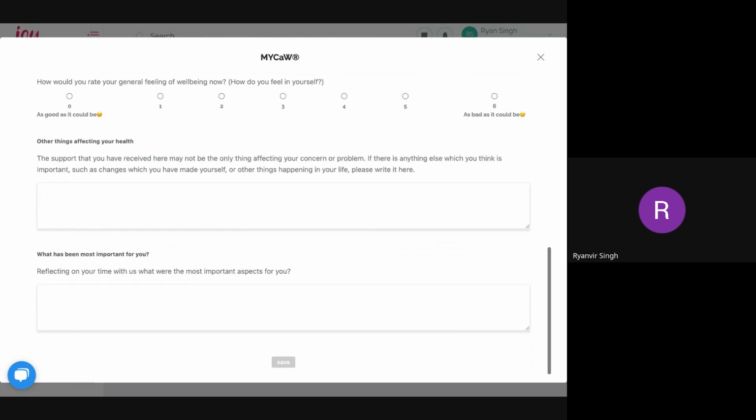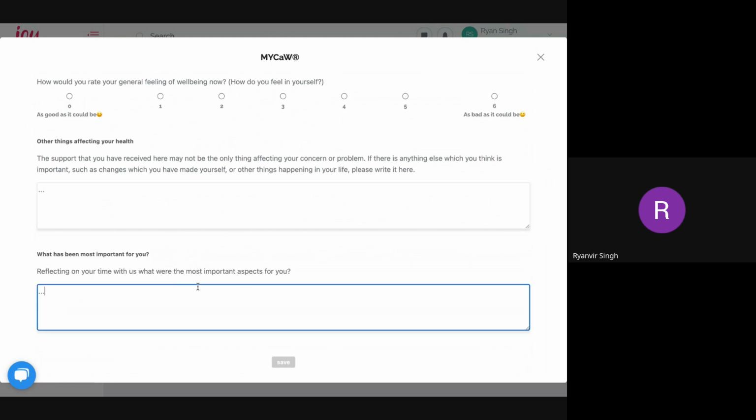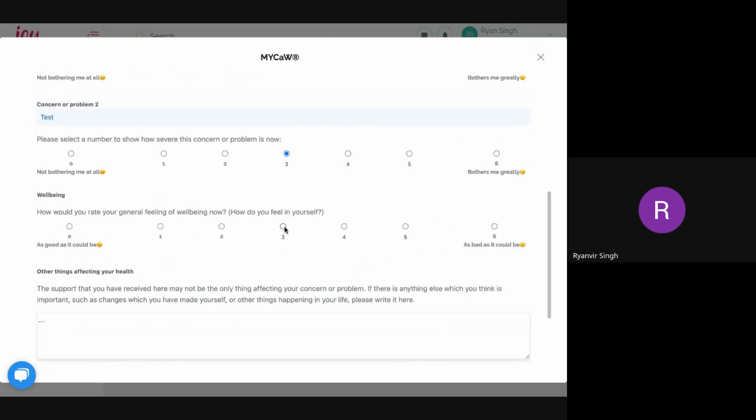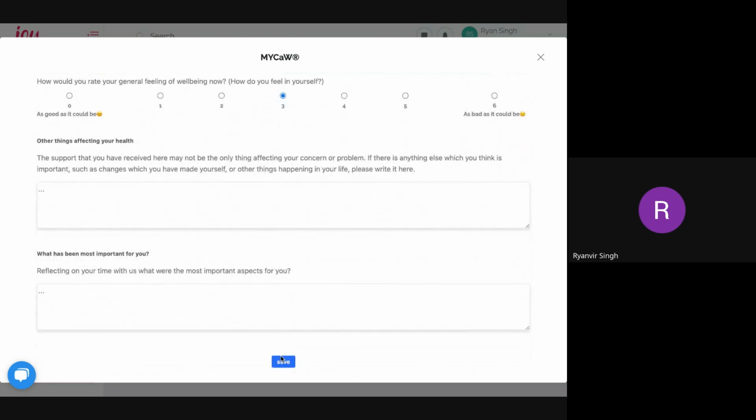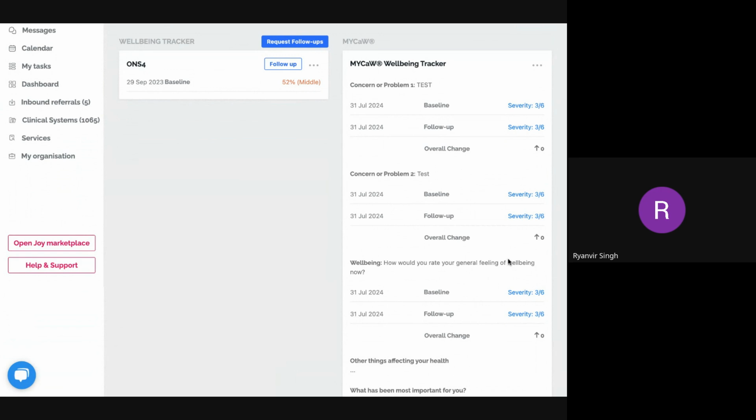So reflecting on the time, etc. I'm just going to fill this out really quickly. Once you've done that and filled it out, just press save. And that will now show you the improvements and track your full interaction with the patient under this tab. Obviously, I've gone with a baseline score, so you can't see any changes in the score. But when there are changes, it will populate here as the screenshot showed you.